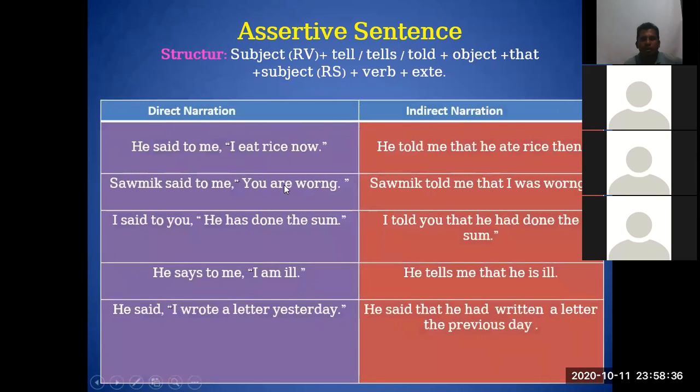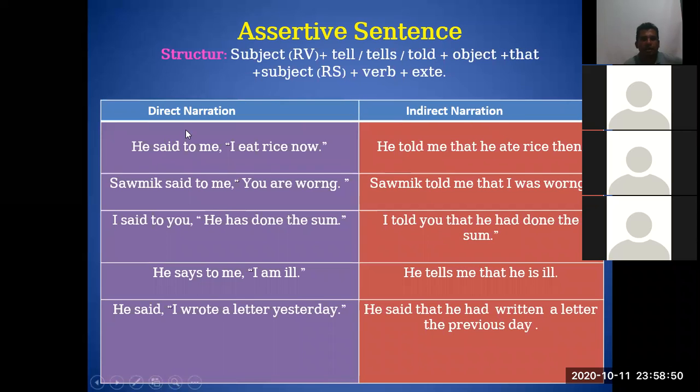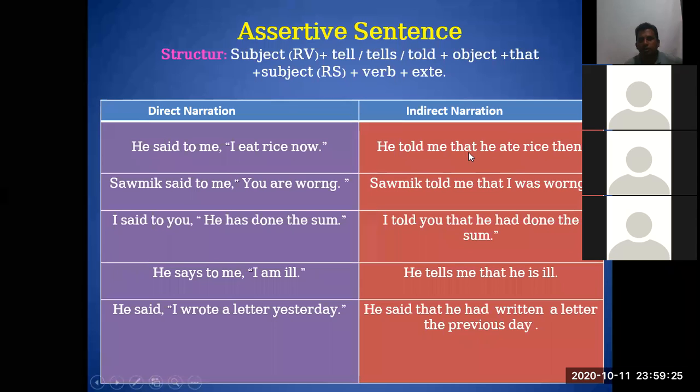I would like to give some examples. Look at the examples here. In the chart on the right, the first column indicates direct narration and the second column indicates indirect narration. In the first column, he said to me, I ate rice now, and look at the indirect speech here and notice the changes in the sentence. Here he is unchanged, said to is changed into told. We put told instead of said to. Me is unchanged, and inverted comma is converted into that.